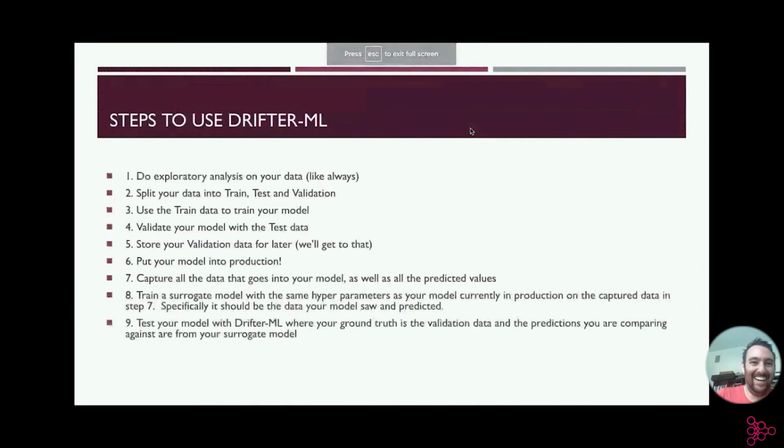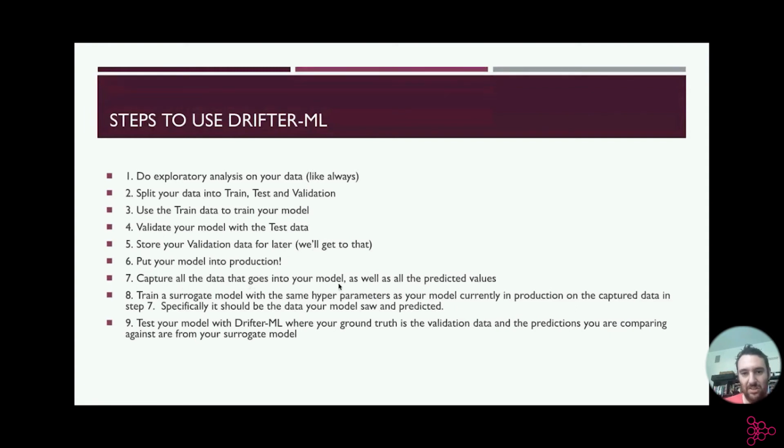Sorry. All right. So again, the steps to use Drifter ML. Do your exploratory analysis like always. Split your training, test, and validation data. You need the validation data, otherwise this doesn't work. Use your training data to train your model, validate with your test data, and store your validation data for later. Then put your model into production.